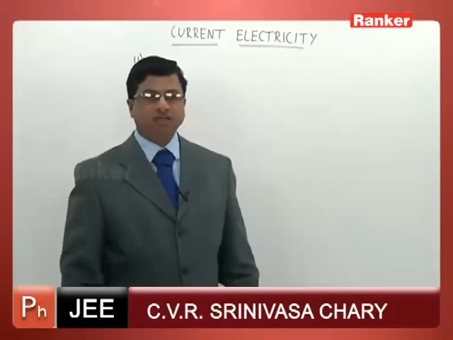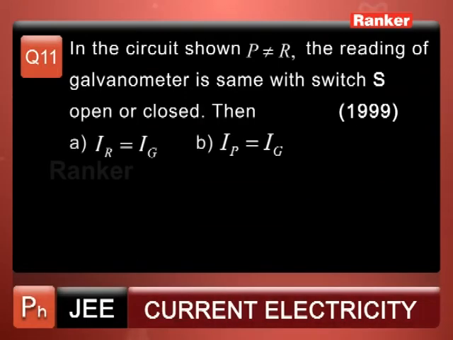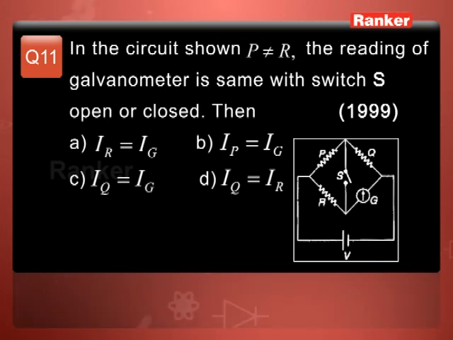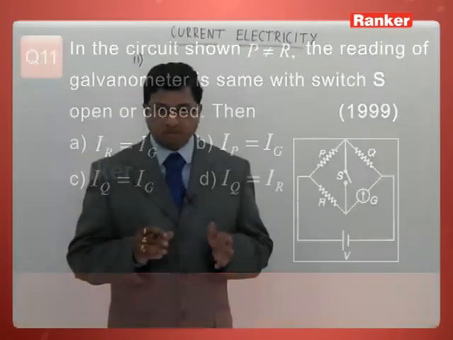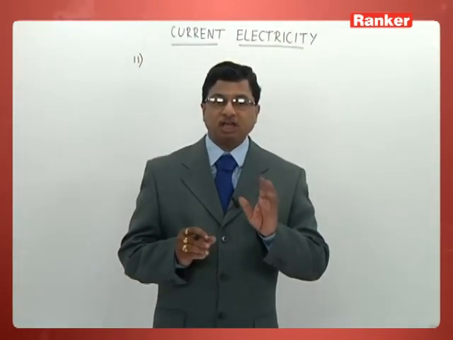have just completed question number 10. Let us take up problem 11. I read out the question. In the circuit shown, P is not equal to R. The reading of the galvanometer is the same with switch S open or closed. That means whether the switch is open, that is the circuit is open in that particular branch, or it is closed. Whatever be the case, he is asking you to identify the right option there.